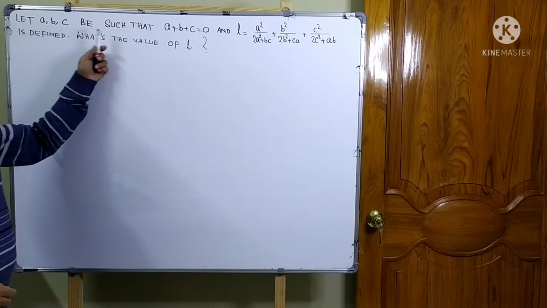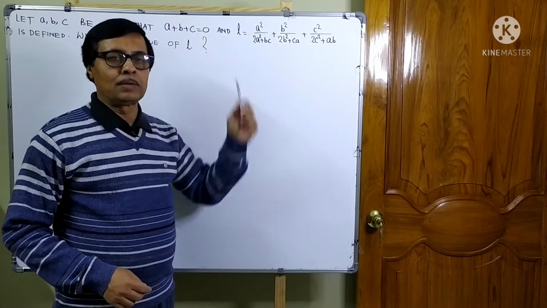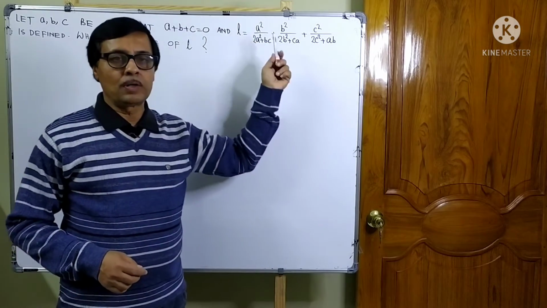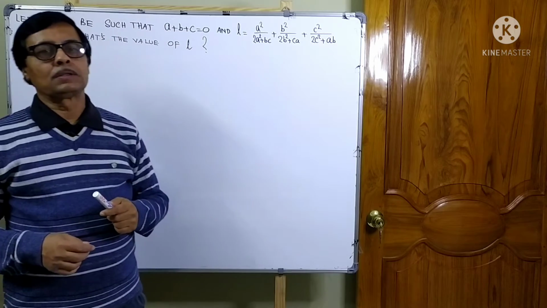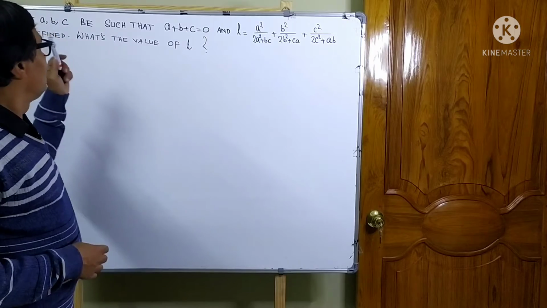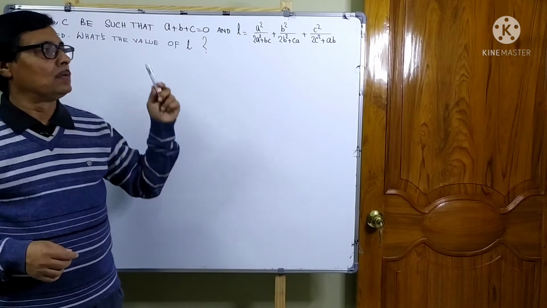Here let a, b, c be such that a + b + c = 0, and L is defined as a² over (2a² + bc) plus b² over (2b² + ca) plus c² over (2c² + ab). What is the value of L? We have to find out the value of L.